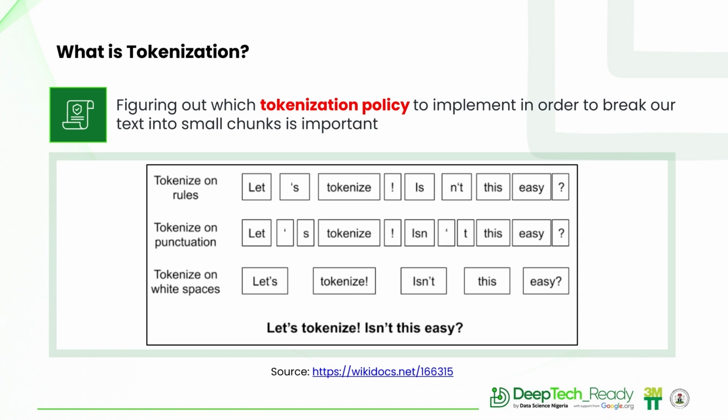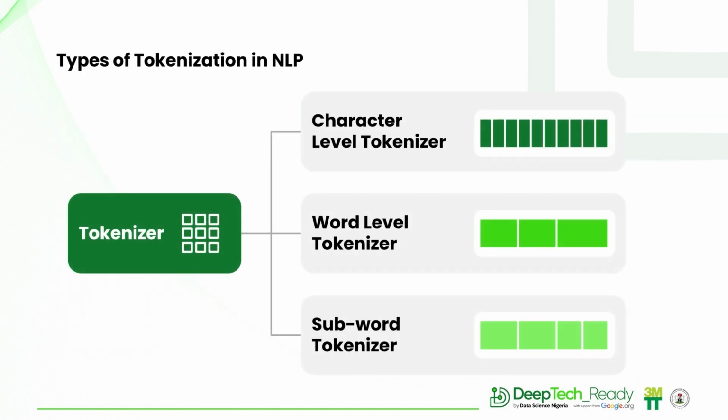So basically, choosing the right policy depends on the task you're working on. For example, white space tokenization is faster, but may miss certain nuances like contractions, while on the other hand, rule-based tokenization is more accurate but can be computationally expensive. So at a broad level, there are three types of tokenization in NLP. There is the character level tokenizer, the word level tokenizer, and the subword level tokenizer.